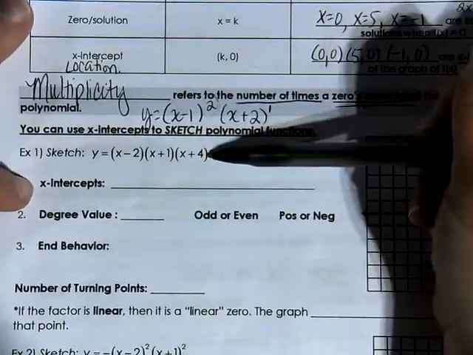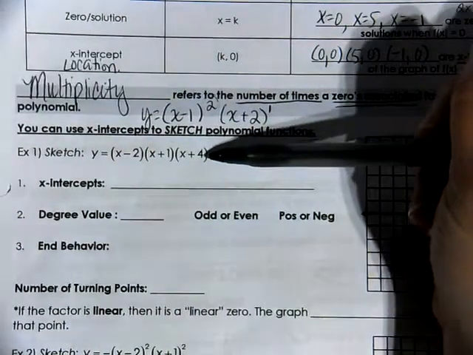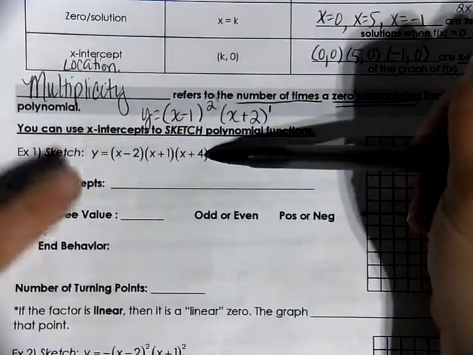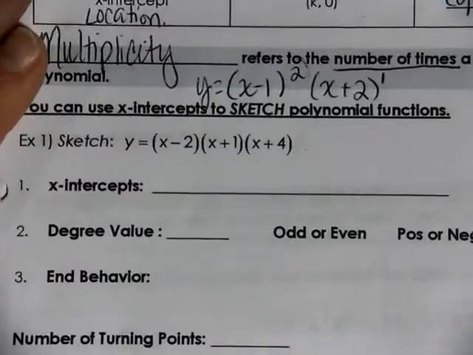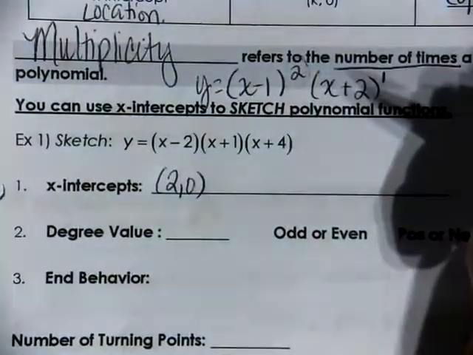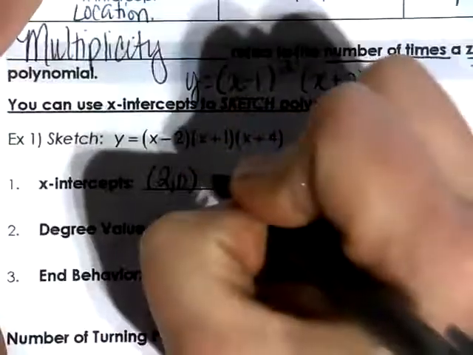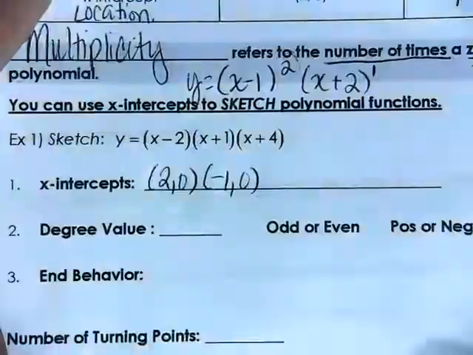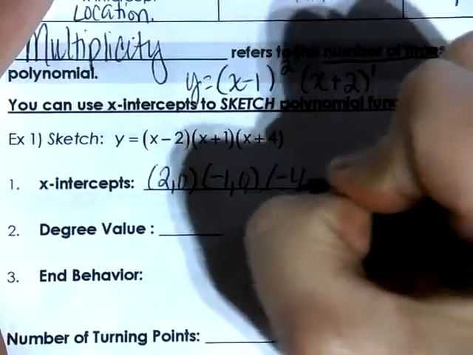And because of the way that the parentheses are written, it's going to be the opposite of what we see on the inside. So the opposite of a minus 2, that is a positive 2. So positive 2, 0 is an x-intercept. The opposite of a plus 1 is a minus 1. So I'm going to write negative 1, 0. And finally, negative 4, 0.